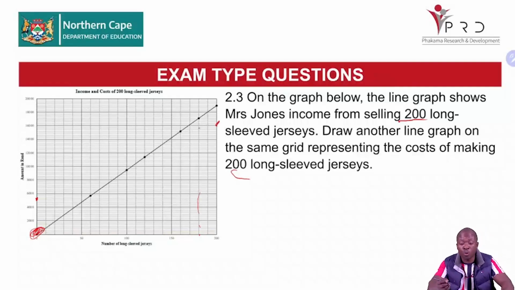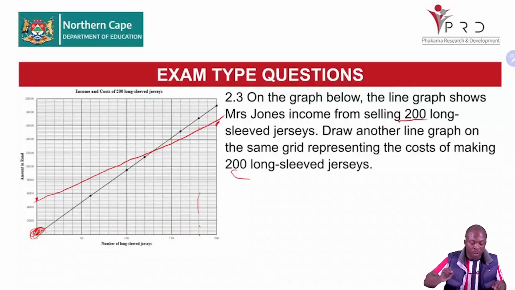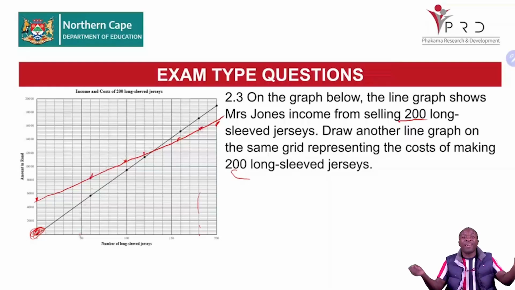Then what you do, you take a ruler and then you join the 2 points like that. You join the 2 points first. When you are done, you go to the table, you see wherever there's a dot, you make the same dot on the same line. You are done. Your line is straight. You are going to get full marks. You see, it's quite easy.